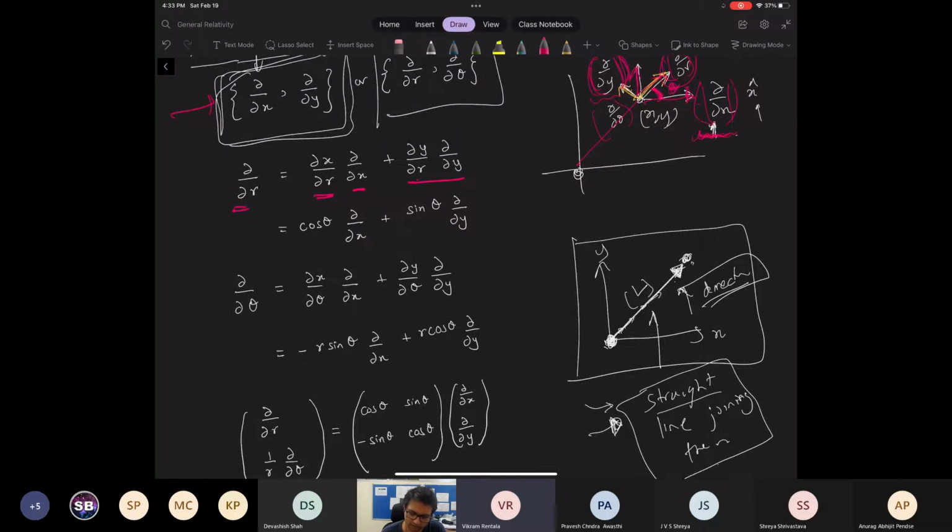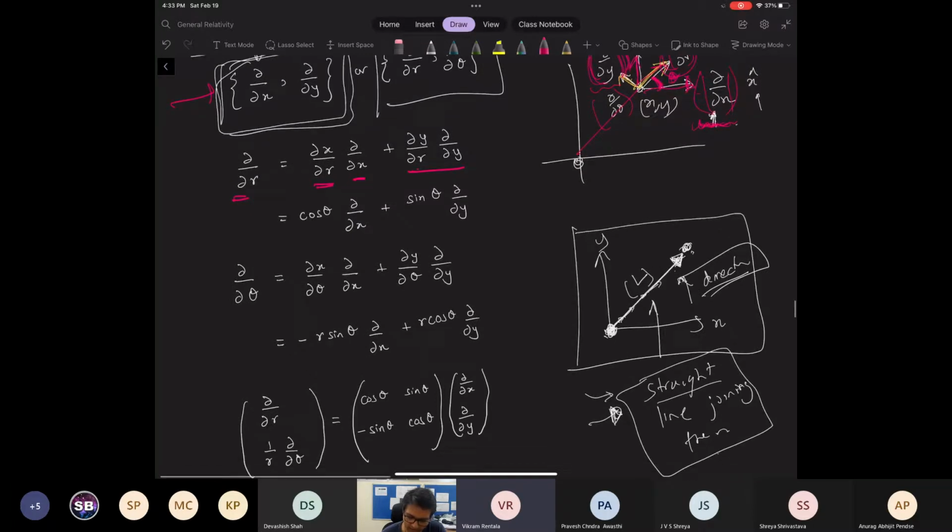Now this can be written as follows. For partial x partial r, just remember our coordinate transformation: x is r cos theta, y is r sin theta. Remember again that this translation between these two different bases is only valid in the region of overlap between the coordinate patches u and v. So if I do this, partial x partial r is cos theta, partial y partial r is sin theta. So this is what I get. This is partial r expressed in the basis of partial x and partial y.